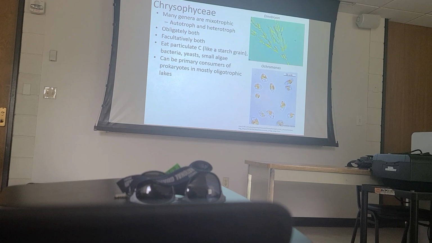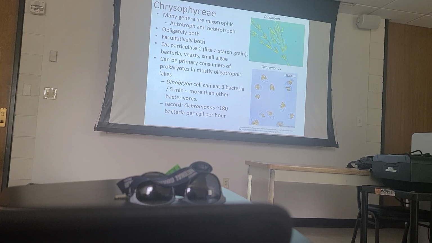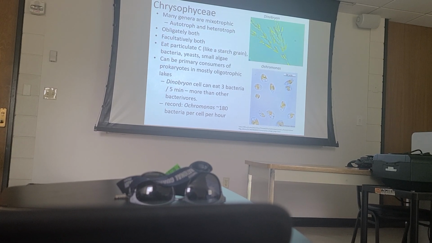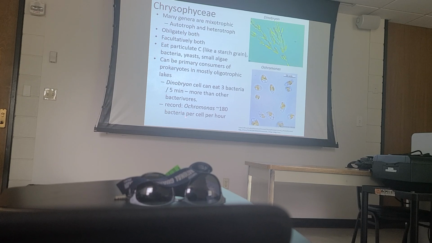And you don't have to remember these rates here, but as an example, Dinobryon, this thing up here, we get this in Pacer Pond. Any one cell could eat 3 bacteria every 5 minutes, which is faster than a lot of other bacterivores. And there's another genus, Ochromonas, which is this one, and it's been clocked at 180 cells per hour, so 3 per minute instead of 5 minutes. So some pretty scary bacteria murderers out there.